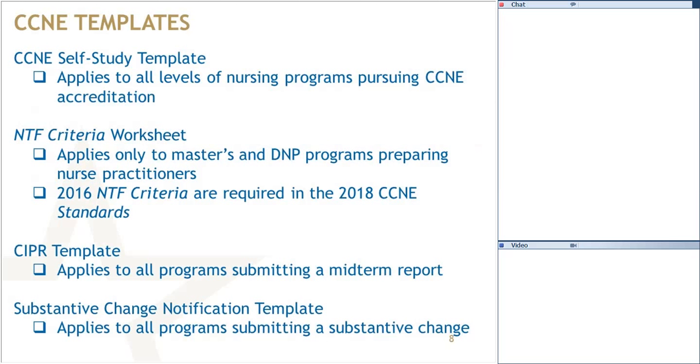And if you are a chief nurse administrator or a CCNE evaluator, these materials are also available in the CCNE online community. We also already have available to you the NTS criteria worksheet. And again, this applies only to graduate programs that are preparing nurse practitioners. And coming soon will be a new CIPR template and substantive change notification template for reports that will be submitted on or after January 1st.